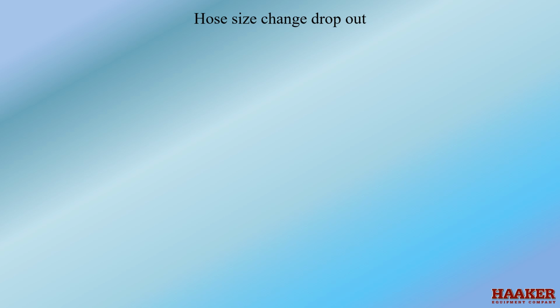Hose size change dropout. When the air speed of a smaller hose slows down into a larger hose, the debris drops out and plugs up the larger hose, just like how the debris body works. The air velocity needs to increase to carry the debris to the body. An air gap needs to be in place where the hose is reduced.